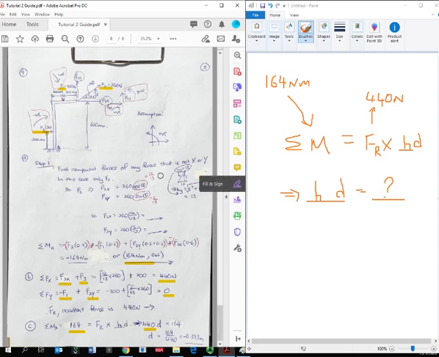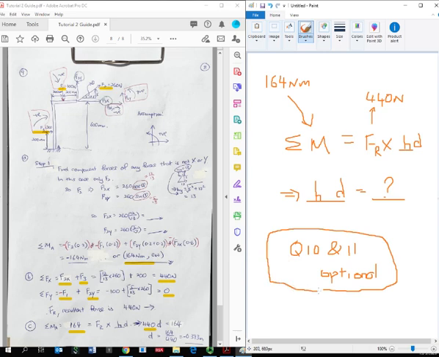I'm going to write it here. Question 10 and 11 are optional. So I leave it to you. If you want to attempt, please do it. If not, you will submit based on question 1 to question 9, and all the MCQ questions.